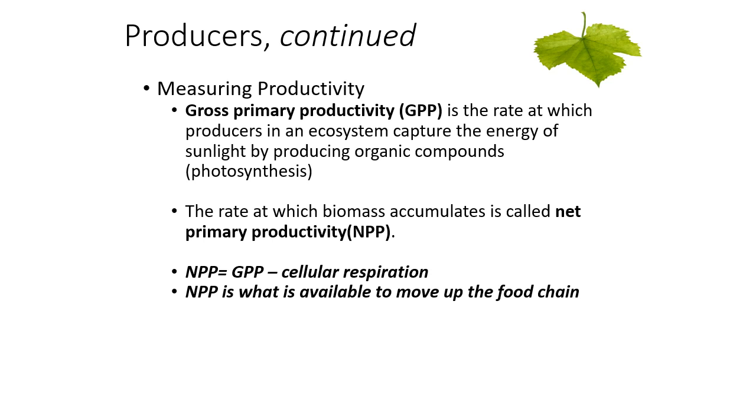So measuring productivity, we do this by the gross primary productivity. It is the rate at which a producer in an ecosystem can capture the energy of sunlight by producing organic compounds, or photosynthesis. The rate at which the biomass accumulates is called the net primary productivity, or the NPP. So our net primary productivity is going to equal the gross primary productivity minus cellular respiration. The NPP is what's available to move up the food chain.